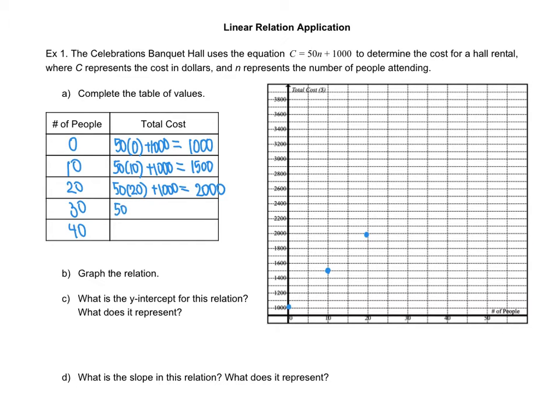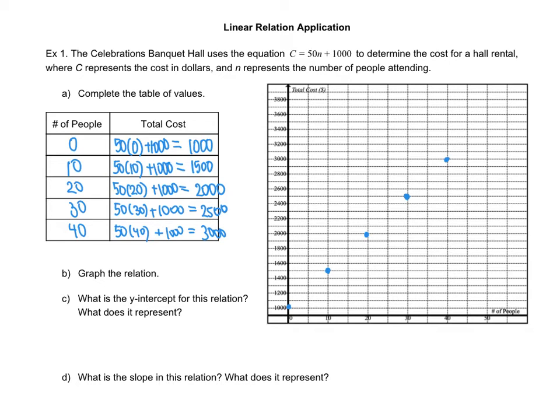And we can just continue. Now you might see a pattern at this point. Because I'm going up by the same number of people, my total cost is increasing by 500 each time. So you can use that pattern to continue your table of values or continue using the equation. 50 times 30 is 1,500. So when I add the 1,000, we're at 2,500. And finally, 50 times 40 is 2,000. And when I add 1,000, we're at 3,000.